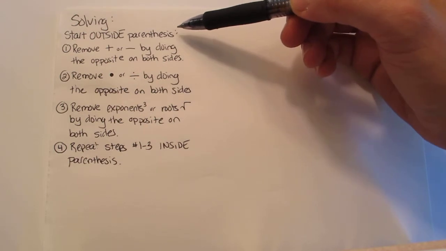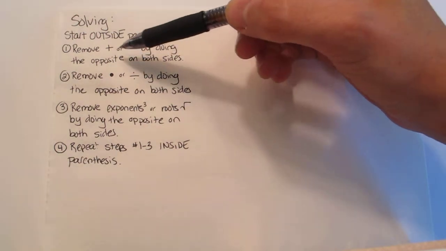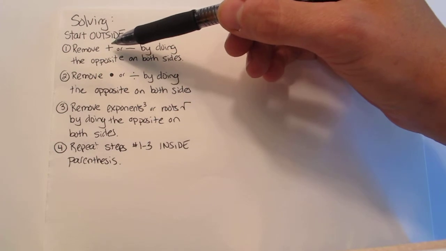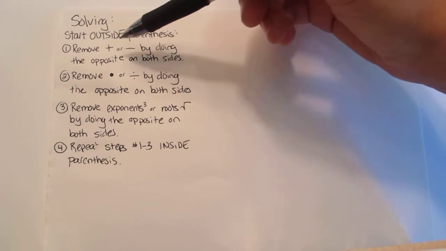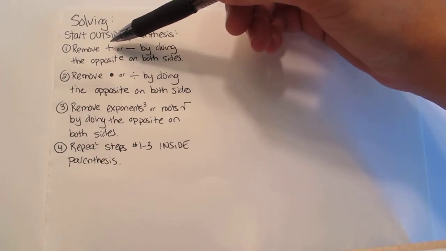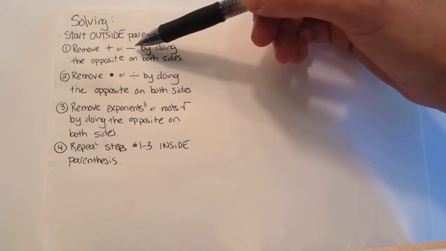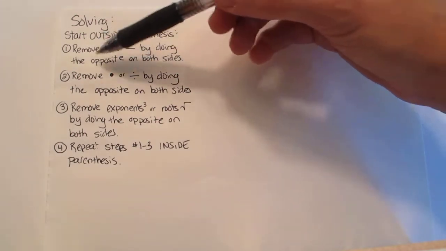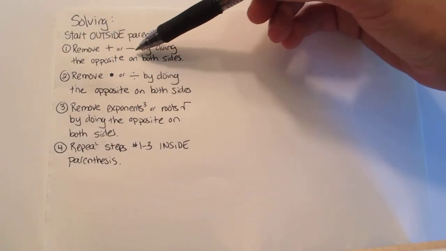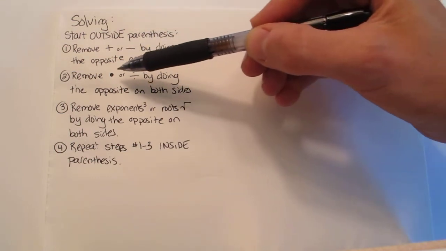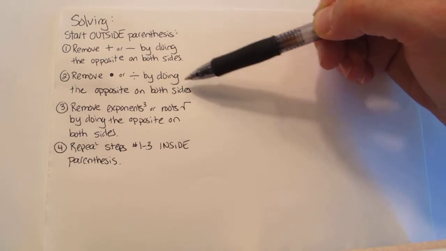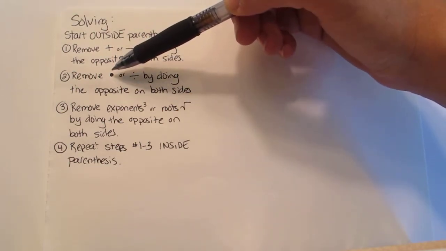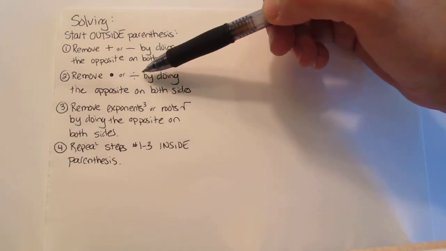So starting outside of parentheses, we remove any plus or minus, so like a +4 we would get rid of, or a -4 we would get rid of, by doing the opposite on both sides. So if you see a +4, you would do a -4. And if you see a -5, you would do a +5. After you've removed all the addition and subtraction near your variable, you're going to do the same thing by removing multiplication or division by doing the opposite to both sides. So if you see multiplication, you'll do division to get rid of that number. And if you see division, you'll do multiplication to get rid of that number.